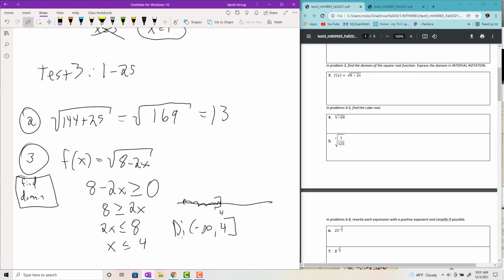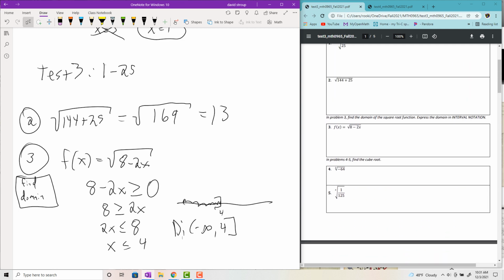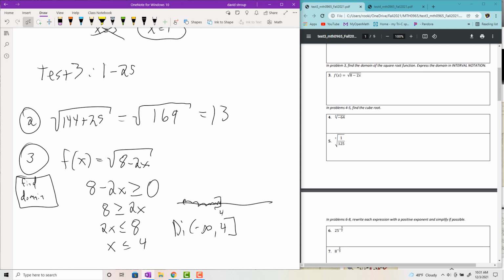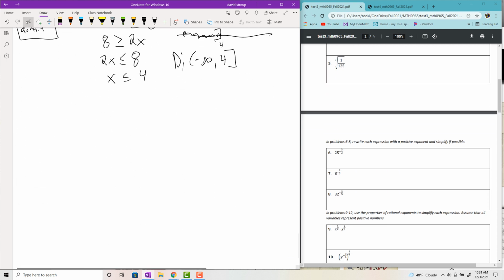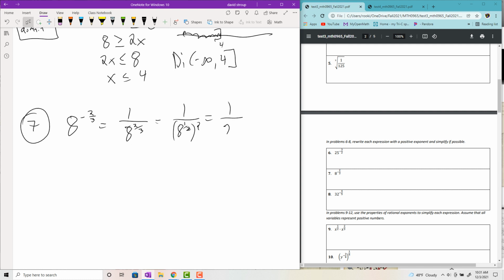Anyways, cube root problems. The cube root of negative 64. Maybe you could even do that in your head. That's negative 4. Cube root of 1 over 125 is 1/5. These problems, everybody did pretty good on those. Make sure you show your work, like in number 7. 8 to the negative 2/3, rules of exponents, so that will be 1 over 8 to the positive 2/3. Then that's 1 all over 8 to the 1/3 squared. 8 to the 1/3, that's just the cube root of 8, that's 2. And then 2 squared, of course, is just 4, so 1/4. So you guys did a good job on those.